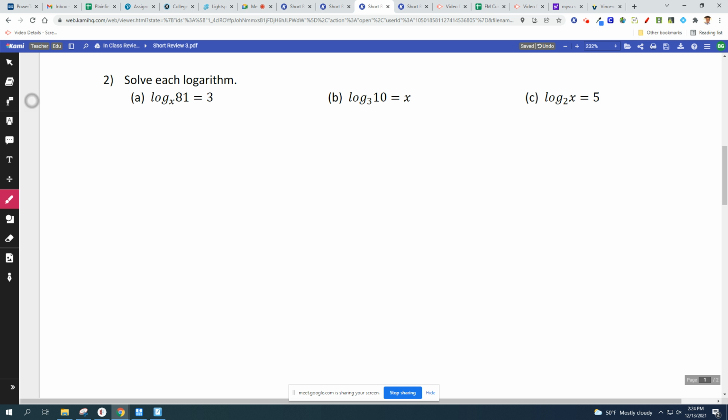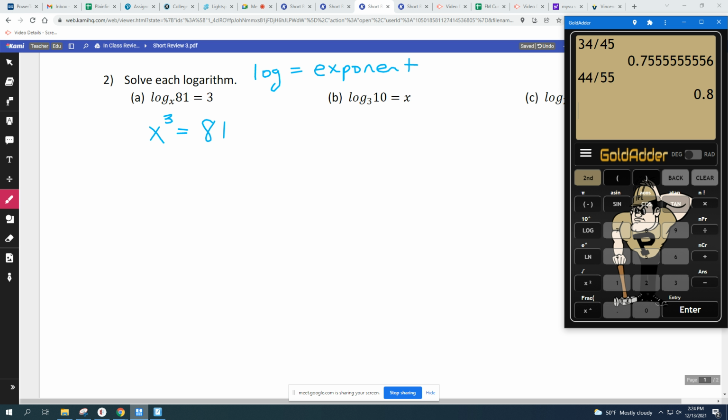Logarithms. I think the most important thing you can remember about a logarithm is that a logarithm is equal to an exponent. So in this problem, you wouldn't be able to plug this into a calculator, but if you understand that we've got a base x and an exponent 3, maybe that makes it easier. Something to the third power is 81. Does that work out evenly? I don't think that works out nice. This is probably a bad question.